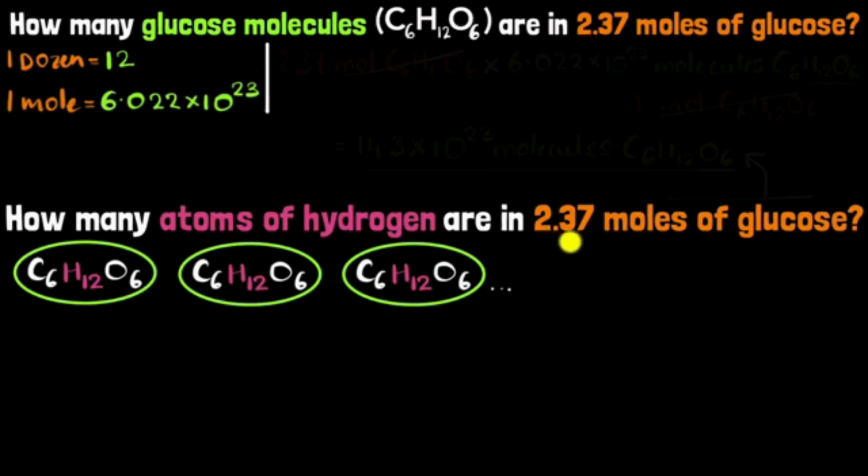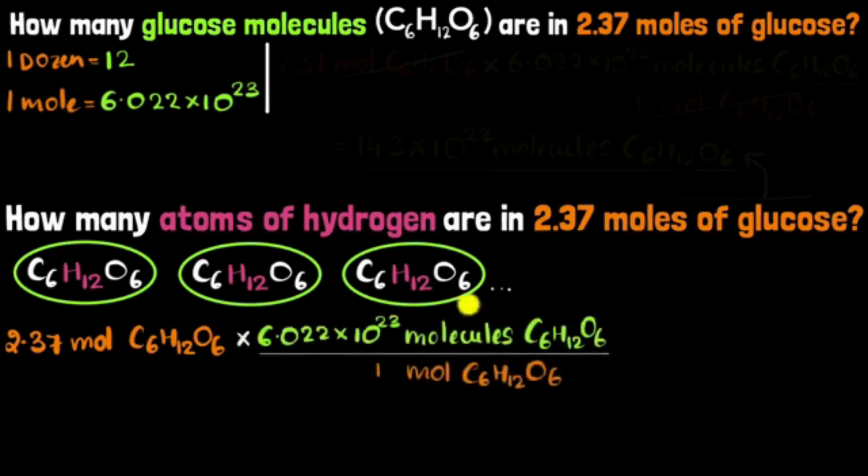So again, we start with what's given to us. We are given 2.37 moles of glucose, and then we try to go from moles to molecules of glucose. And I know how to do that. I need molecules in the numerator, moles in the denominator. So Avogadro number. So I know there are these many molecules of glucose per mole. And so then this cancels out.